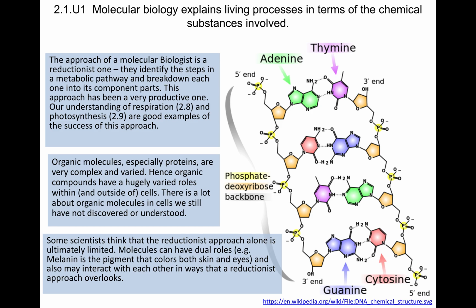Some scientists think that the reductionist approach alone ultimately is going to limit us because some molecules have dual roles. Even though we're looking at one outcome that this molecular structure does, it might do another one. And so we need to look at it from that pathway as well. So it can be a little bit limiting when we're trying to break down one outcome into its parts.